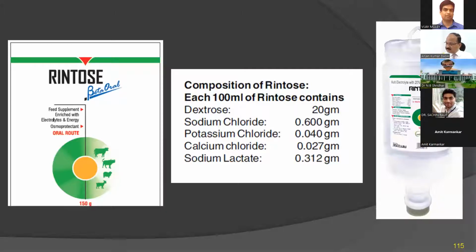And this can be followed by any content indicated for oral rehydration therapy, just like this Ringer's Beta Oral, which is a feed supplement enriched with varieties of such contents. Usually initial dehydration needs to be managed by this Rintos, etc. Then it needs to be followed by oral rehydration therapy. So this can be done. And we have many companies, and each veterinarian can make his own choice for this. This is just a suggestion.